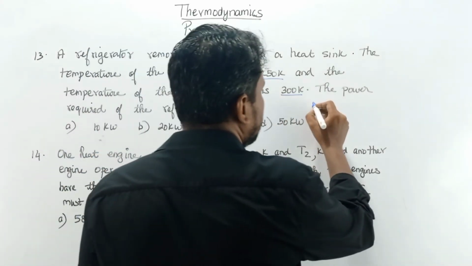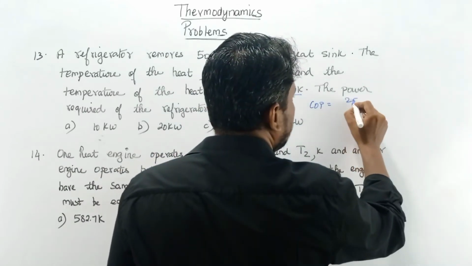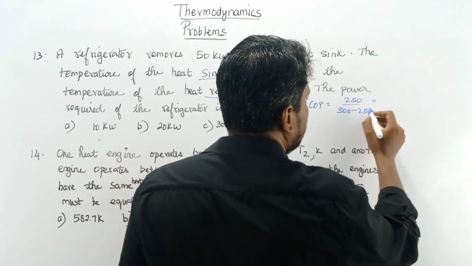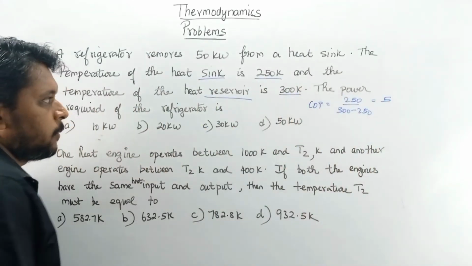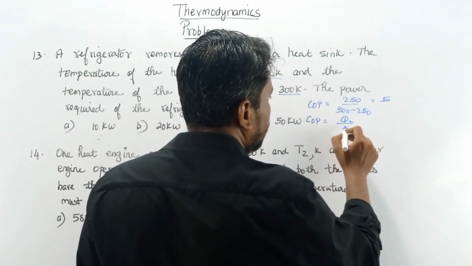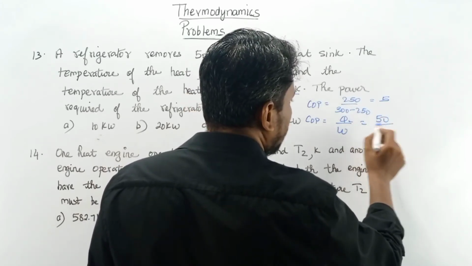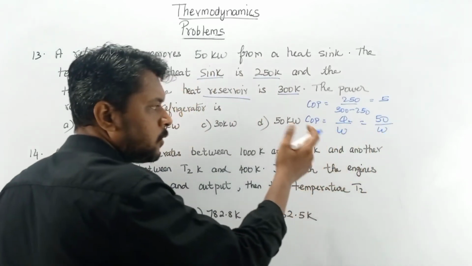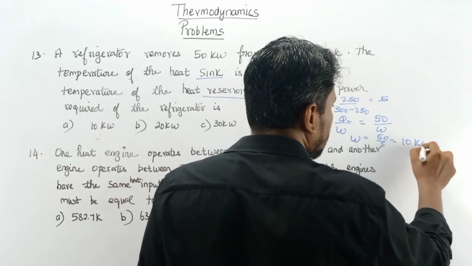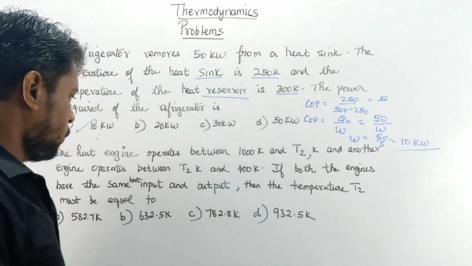Here you know that the values are given in Kelvin, so COP is 250 divided by 300 minus 250, which is 250 by 50, equal to 5. So the COP value is 5 here. You know that COP is equal to heat absorbed divided by work done. Heat absorbed is 50 kilowatt divided by work done. COP is 5, so the work done will be 50 by 5, which is equal to 10 kilowatt. So 10 kilowatt is the right answer. Now the next problem.